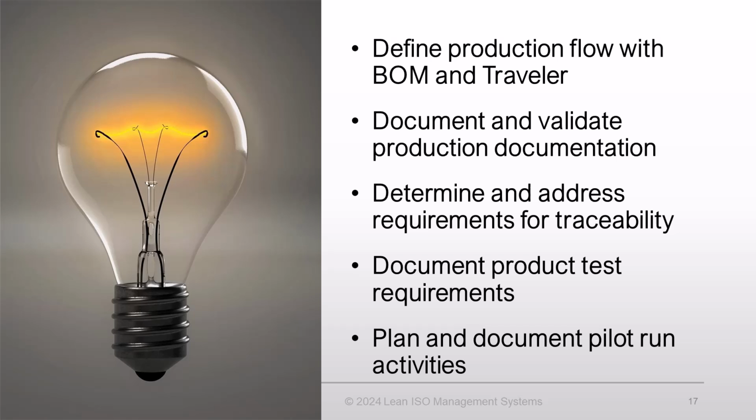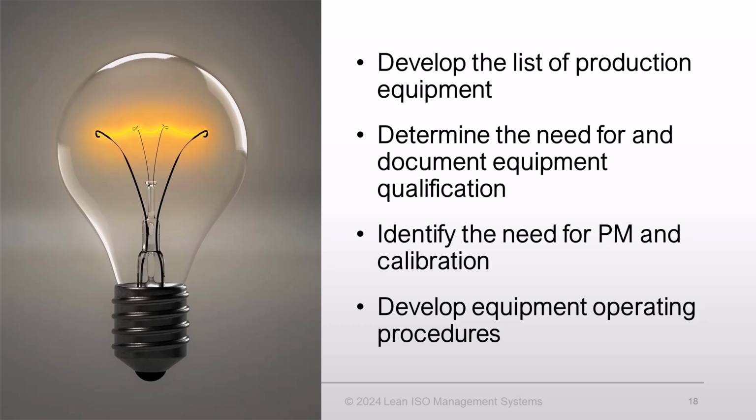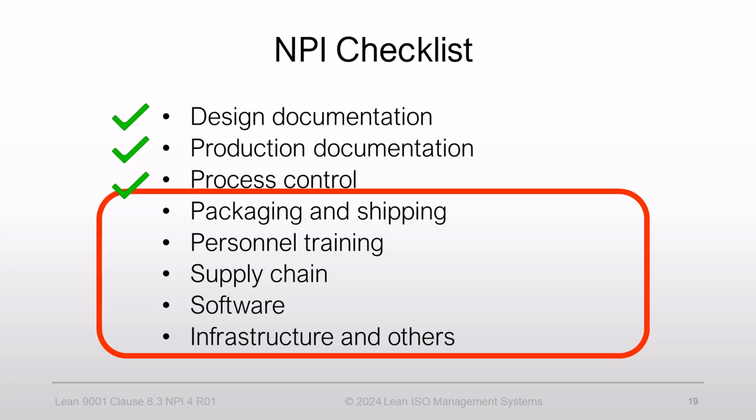Let's summarize our discussion today. Define production flow with BOM and Traveler. Document and validate production procedures. Determine and address requirements for traceability. Document product test requirements. Plan and document pilot run activities. Develop the list of production equipment. Determine the need for and document equipment qualification. Identify the need for and document PM and calibration schedules. Develop equipment operating procedures.